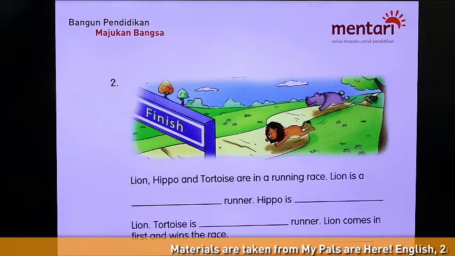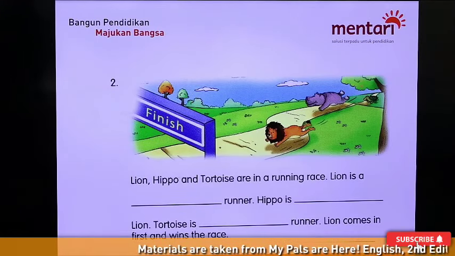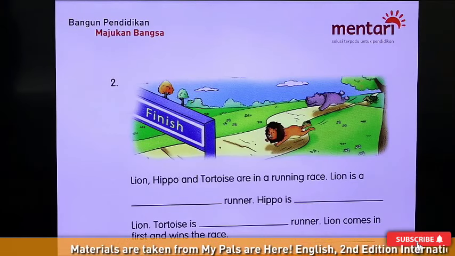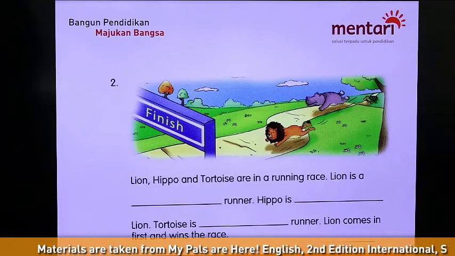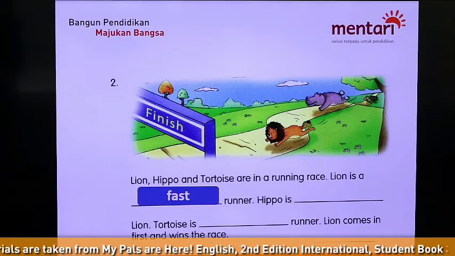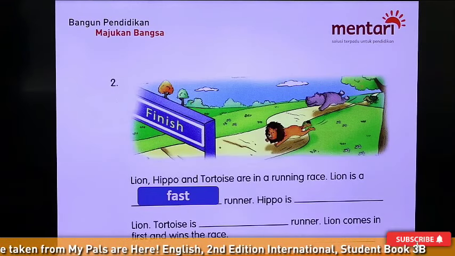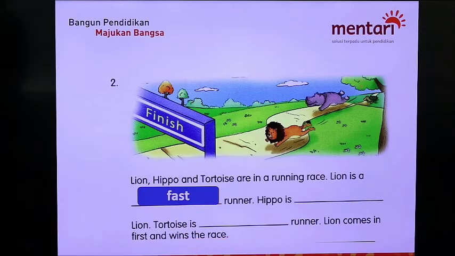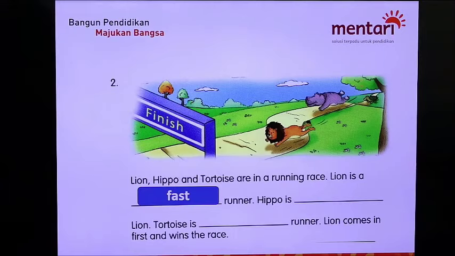Alright, everyone, your time is up. For number 2, we can see in here, lion, hippo, and tortoise are in a running race. Lion is a fast runner. Hippo is, take a look at the picture. Where is hippo? Is hippo in the front or in the middle? Or maybe hippo is really left behind? So we can say hippo is slower than lion.